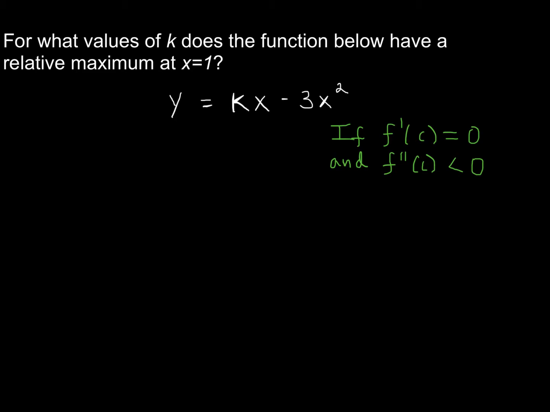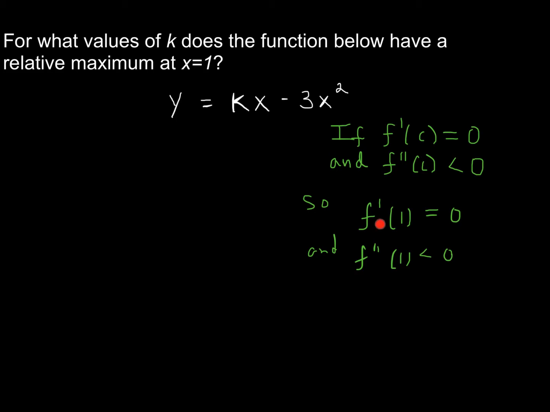Now, in this particular situation, I know the c value I'm considering. I need c to be 1. So in this case, I need to make sure that f prime of 1 equals 0 and f double prime of 1 is less than 0. So now all I have to do is take my derivative, make sure that the derivative at 1 is equal to 0, and then take my second derivative and make sure the second derivative at 1 is less than 0.